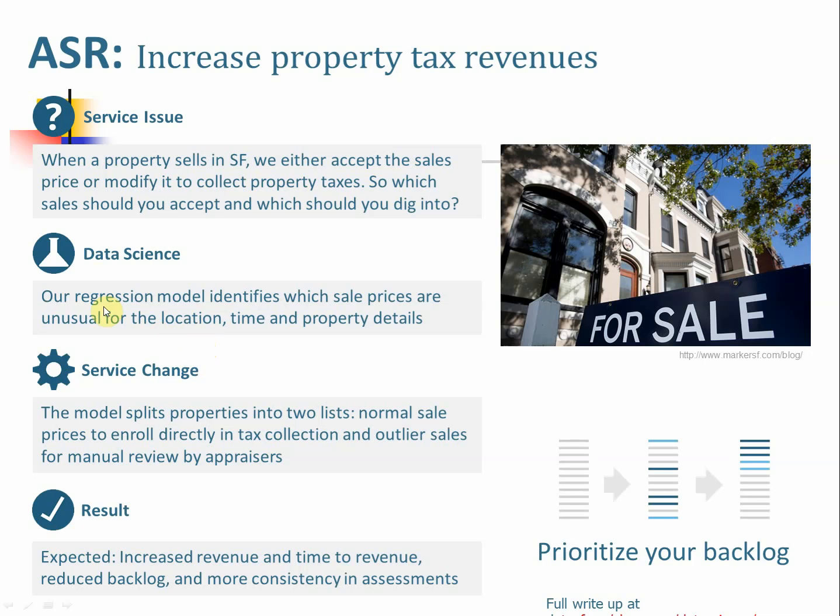With data science, we can use a regression model to help us find out what is the proper range for the amount of money for this property. This model splits the sales into two: the normal sales price to enroll directly, or outliers outside of that normal boundary, and then we will be able to pay more attention to those. Or even a property that was sold too expensively, where we don't want to overcharge those people.